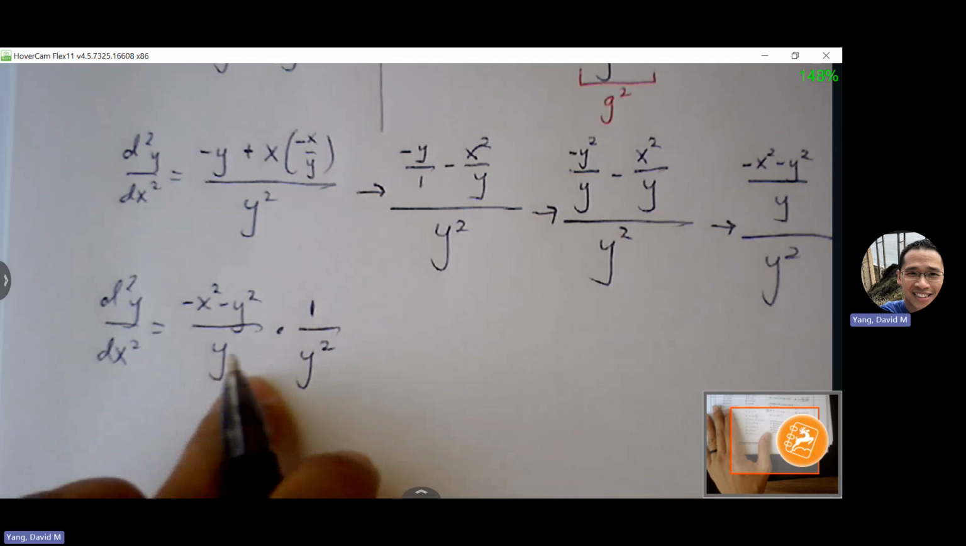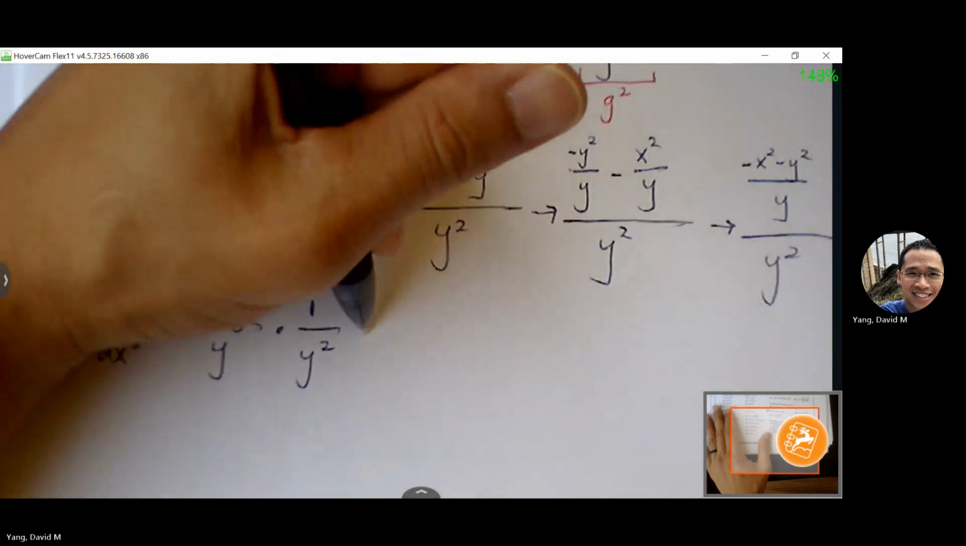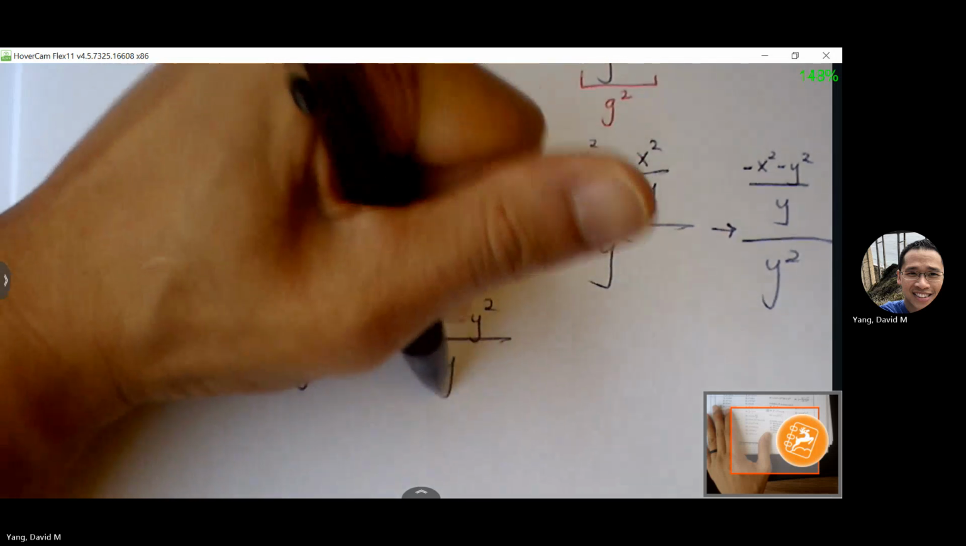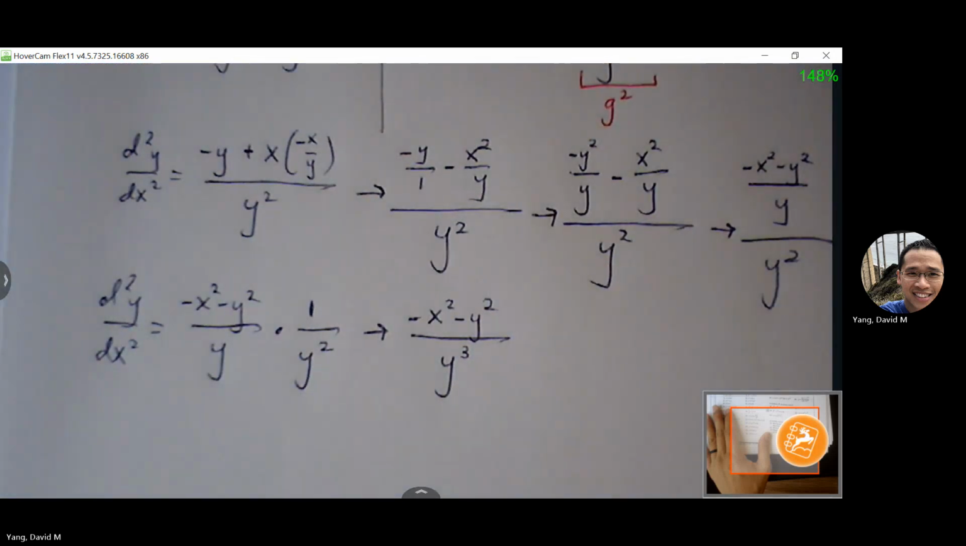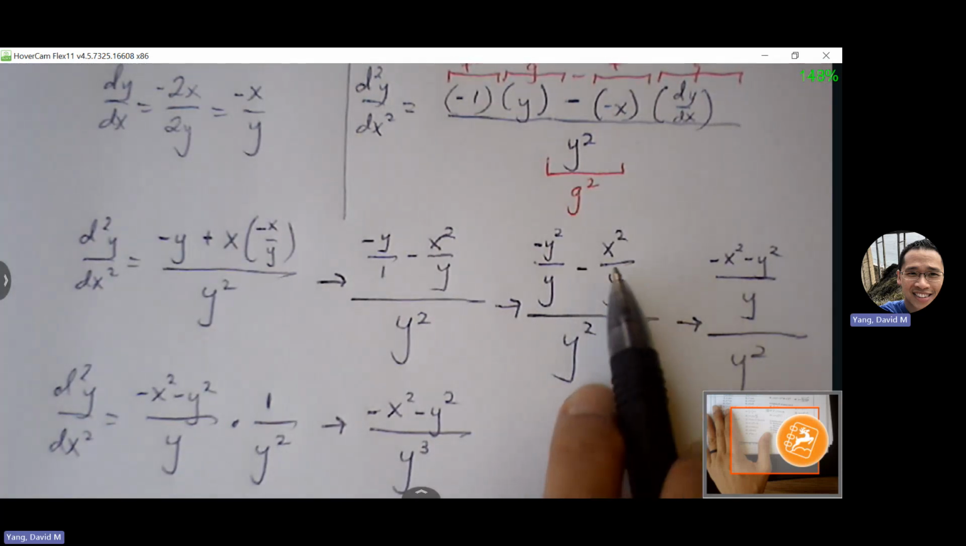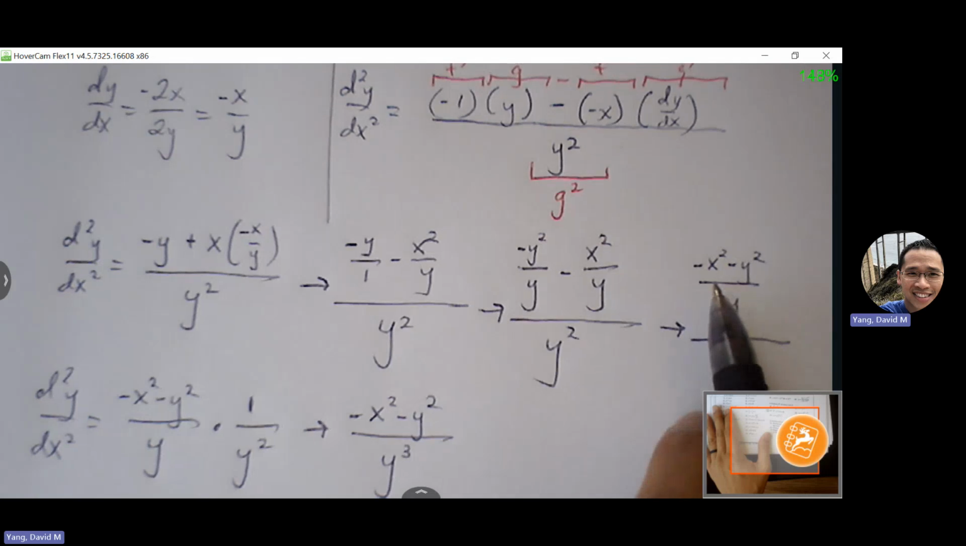I can multiply the y with the y squared. Any questions? Yeah, that's good. Negative y squared over 1 minus x over 1 is negative x squared minus y squared over y, as opposed to negative y squared minus x squared. Oh, you mean from here to here? Yeah, I accidentally changed the order, but it doesn't really matter. They're both negative, so it could be negative y squared minus x. Yeah.